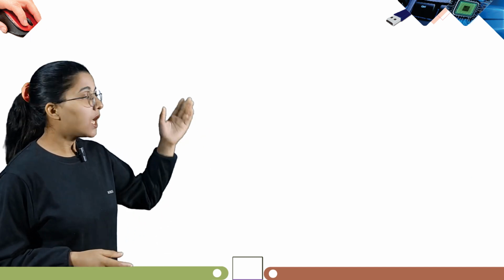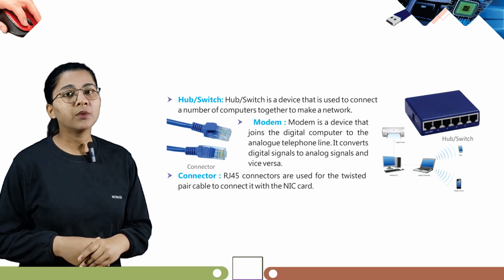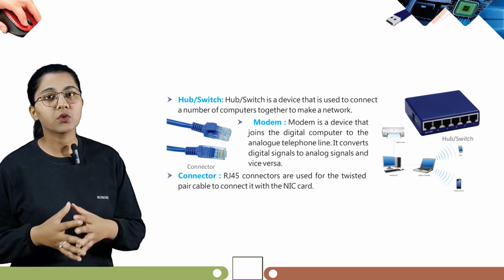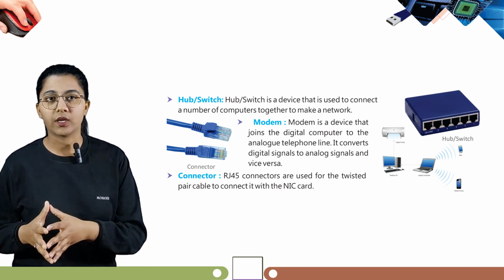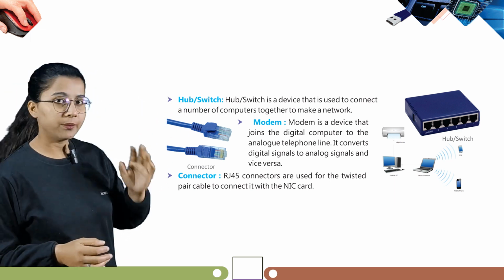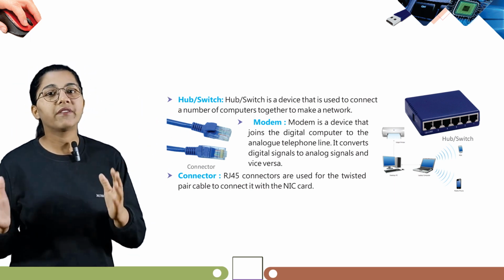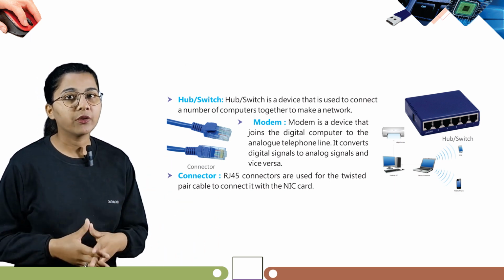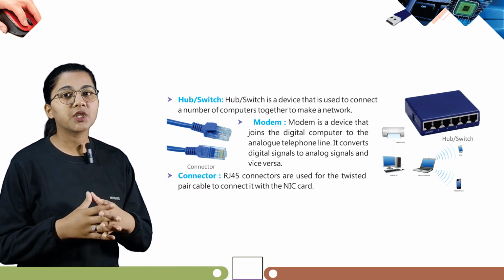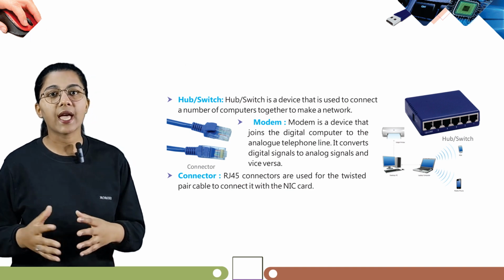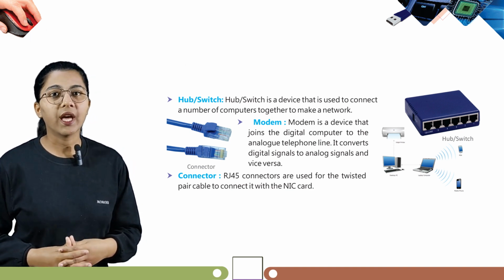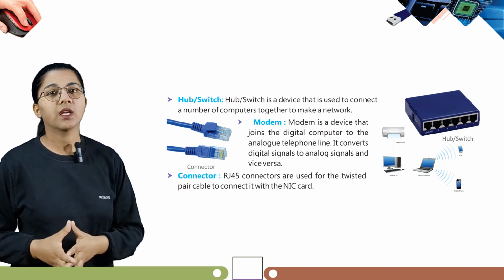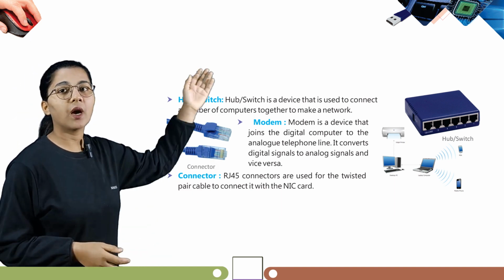Now we have hub or switch. Hub or switch is a device that is used to connect a number of computers together to make a network. Now we have modem. Modem is a device that joins the digital computer to the analog telephone line. It converts digital signals to analog signals and vice versa. Here you can see the pictures along with the points. Here you can see the hub and switch.